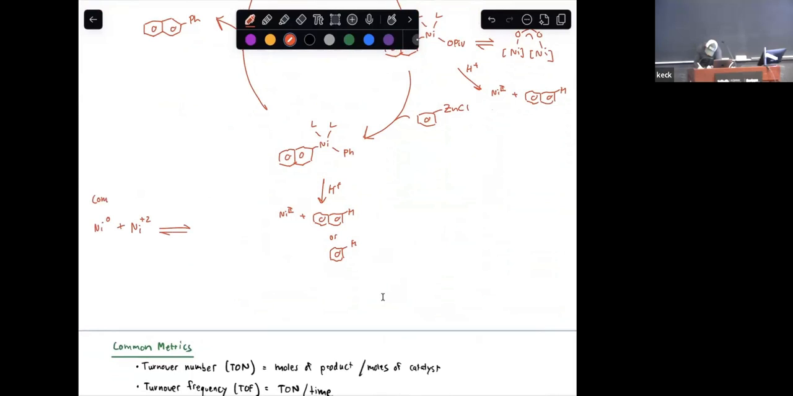A new elementary step that we haven't covered so far, comproportionation, which is where two atoms of a different redox state come together to form two atoms of the same oxidation state, and its microscopic reverse, disproportionation. Beautiful.